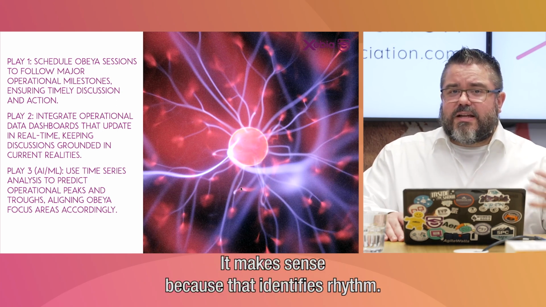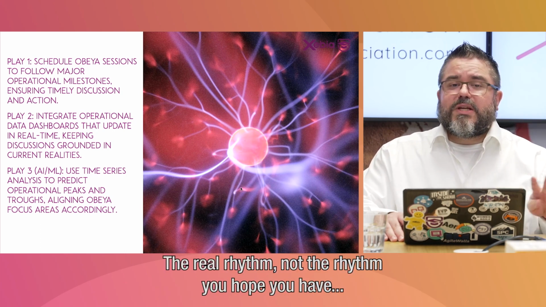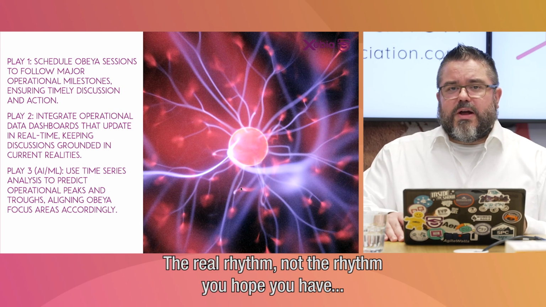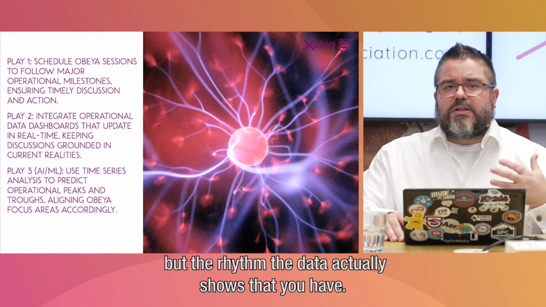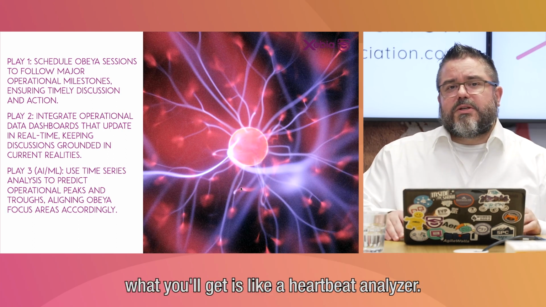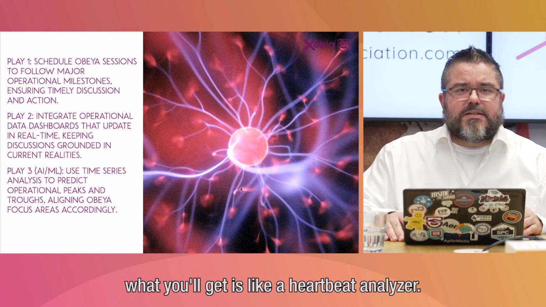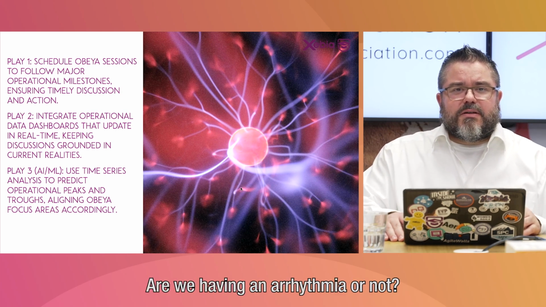Makes sense because that identifies rhythm. And now you can visualize the rhythm also, the real rhythm, not the rhythm you hope you have, but the rhythm the data actually shows that you have. And if you overlay that to your ideal type rhythm, what you'll get is, well, like a heartbeat analyzer. Are we having an arrhythmia or not?